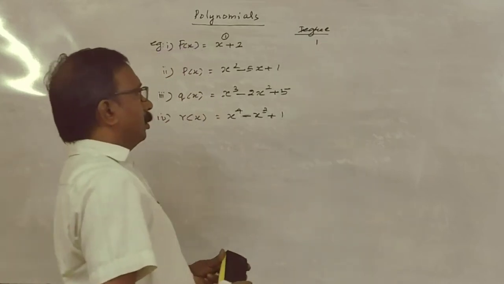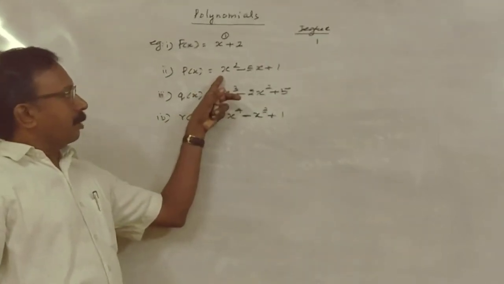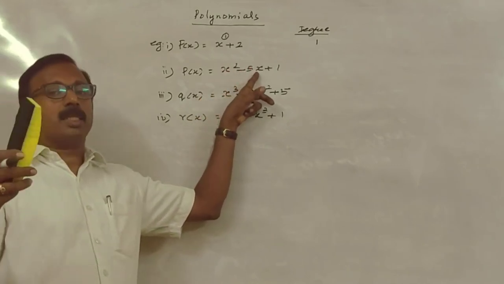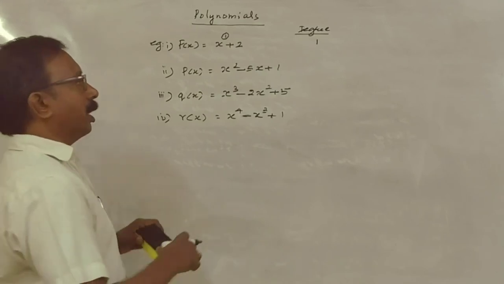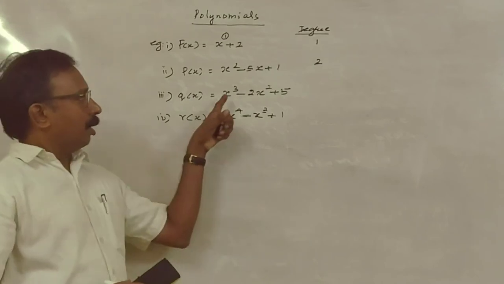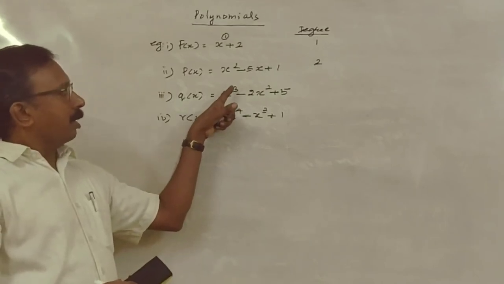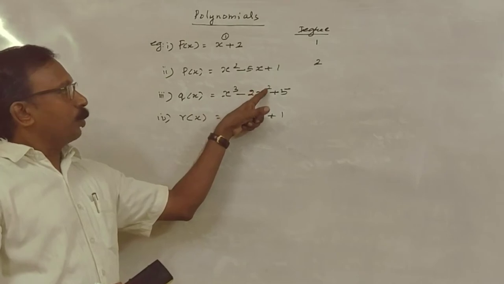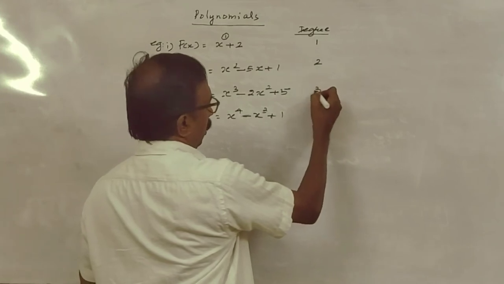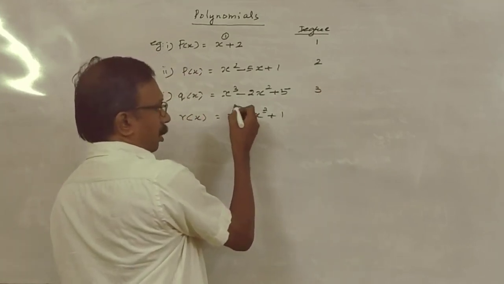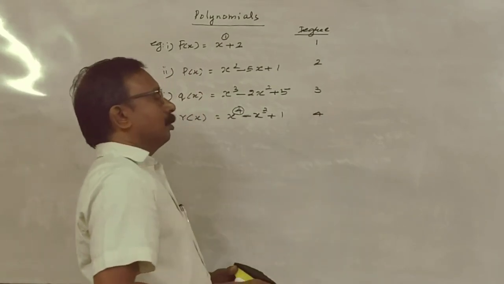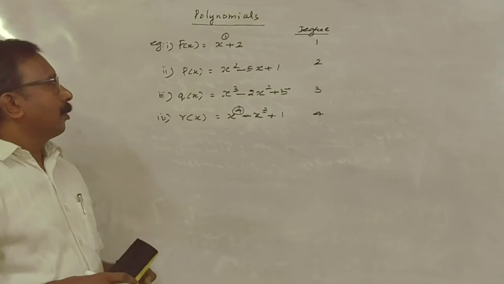In this case, the power of x is 2, the power of x is 1. So the highest power is 2. So its degree is 2. Isn't it? Here the power is 3, here the power is 2. So the highest power is 3. So its degree is 3. And here, the highest power is 4, so its degree is 4. Clear?